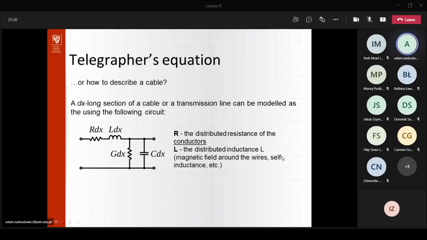Now, the inductance L might be a little bit more tricky to see where it comes from. However, if you think about a very thin wire, the wire in general will build up some magnetic field around it, as long, of course, as we have an alternating current flowing in it, right? And normally, if we think about classical inductors, we would use loops of wire to increase the inductance, right? And that's how a coil works.